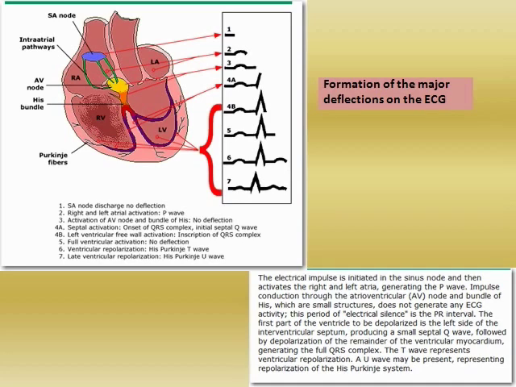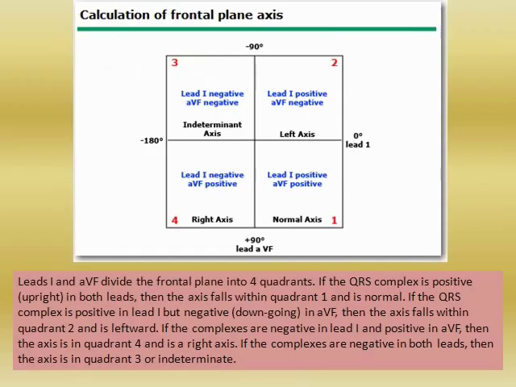The first part of the ventricle to be depolarized is the left side of the interventricular septum, producing a small septal Q wave, followed by depolarization of the remainder of the ventricular myocardium, generating the full QRS complex. The T wave represents ventricular repolarization. A U wave may be present, representing repolarization in the His-Purkinje system. Now, how can you calculate the frontal plane axis?